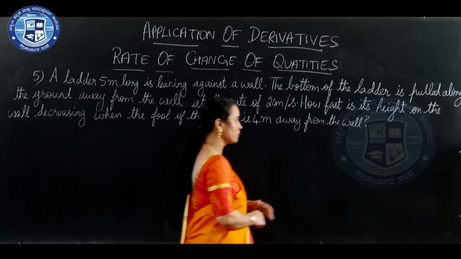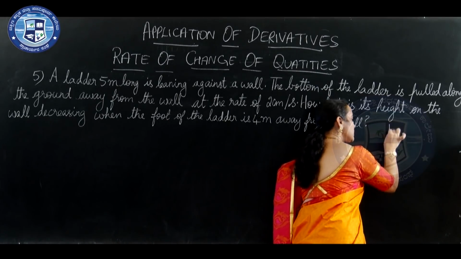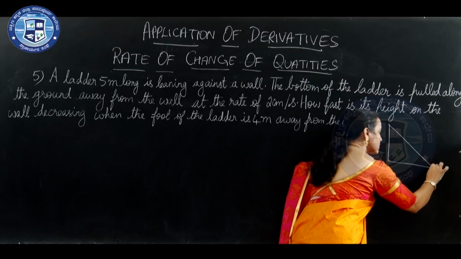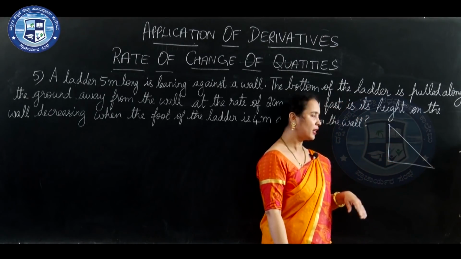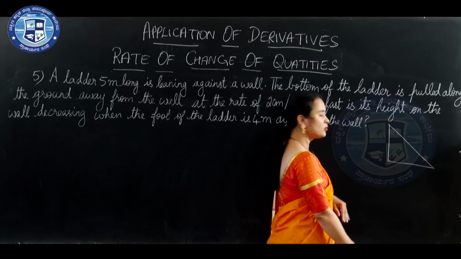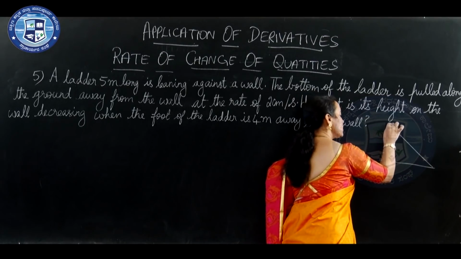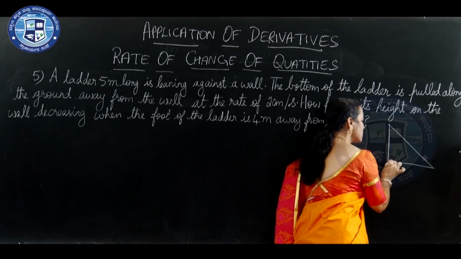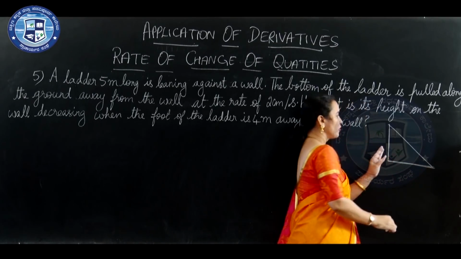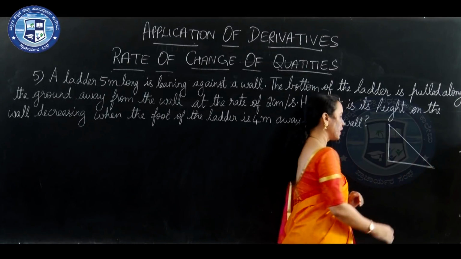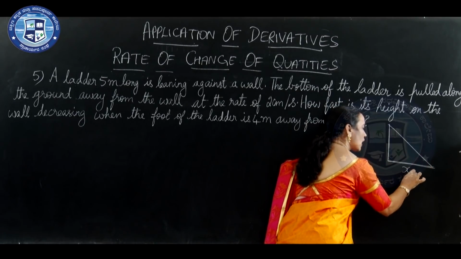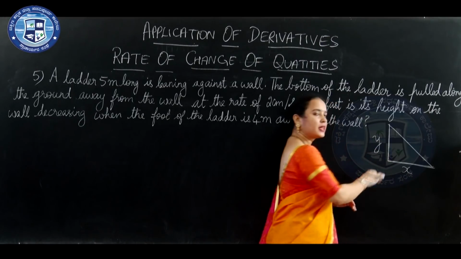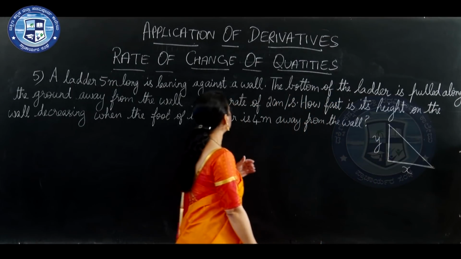So, let us take this as wall and this as floor, and this hypotenuse will be the ladder. So, this hypotenuse will make up the ladder, this will be the height of the wall, and this will be the distance from the wall to the foot of the ladder. So, this distance I will take it as x, and height of the wall we will take it as y. What else is given?